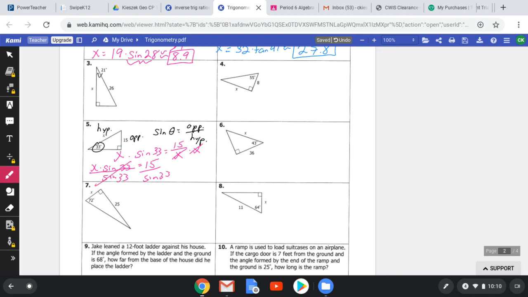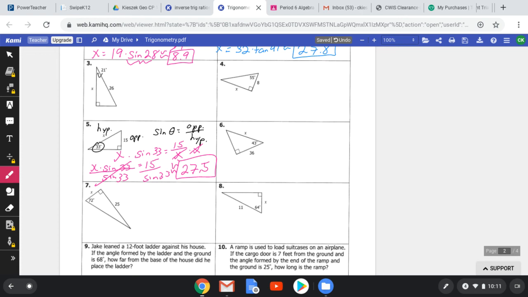So now in your calculator, all you would just have to do is take 15 divided by sine 33, and I would get roughly 27.5. And that, ladies and gentlemen, is how you would find missing sides of right triangles.